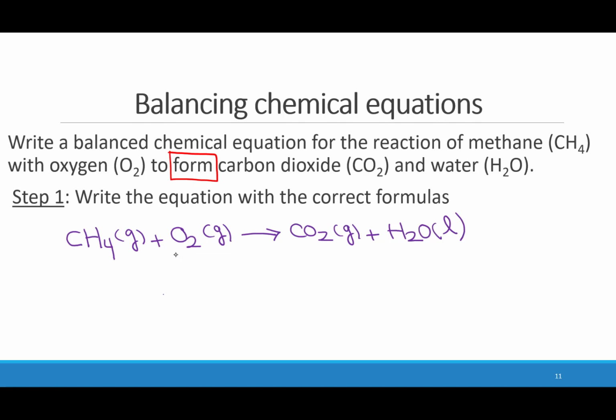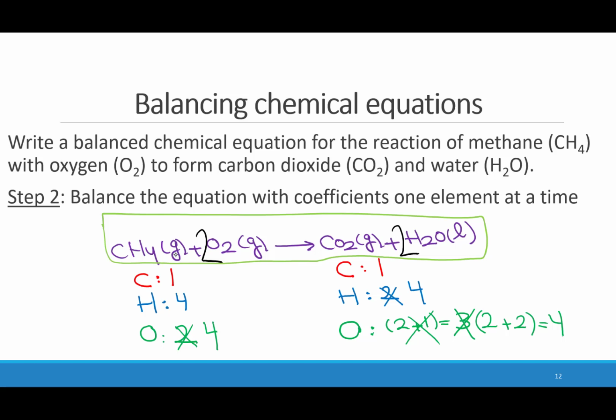Then the first thing that we want to do when we are balancing a chemical equation is to write the equation with the correct formulas. For this particular example, there is a reaction between methane and oxygen gas, which produces carbon dioxide and liquid water. As you can see, I put the state of each of these reactants and products. Now the next thing that we're going to do is to balance it, which we did.